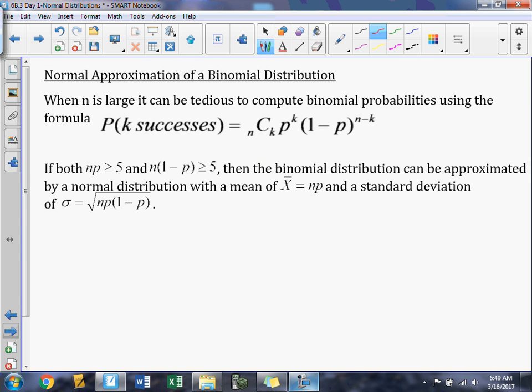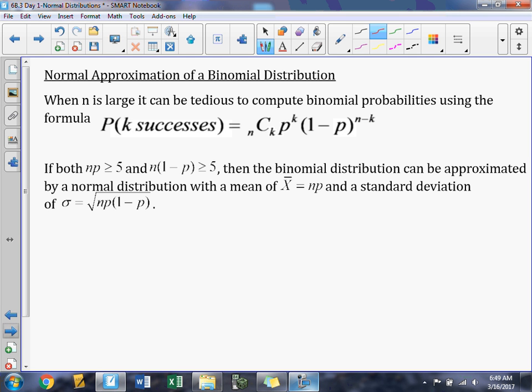Okay, then the last thing we have to do is take a binomial distribution and get a normal approximation. It says when n, remember n is the number of trials, is large, it can be tedious to compute binomial probabilities using the formula that we did yesterday. So think about, you had to do one that had an n of 10. Think if n was 100. You would not want to do that for 100 trials.